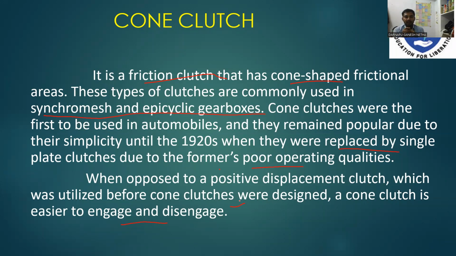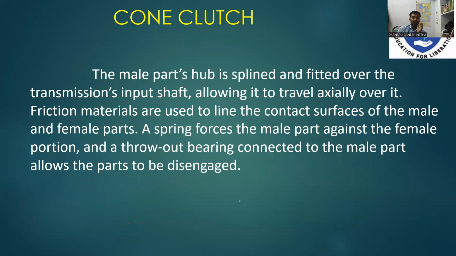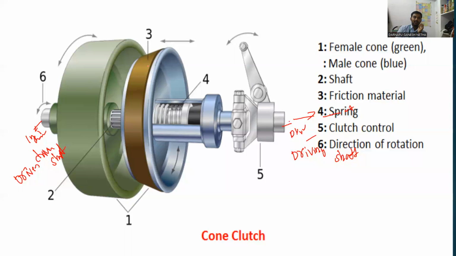The cone clutch is in a cone shape and it has a frictional area. This is a frictional material. That means this frictional area is in the shape of a cone. That is the reason we call this clutch a cone clutch. This is the male part. The male part is in the shape of a cone. That is the reason it is lined by the friction material in the cone shape. That is the reason it is a cone clutch.